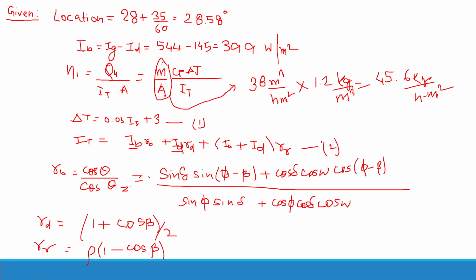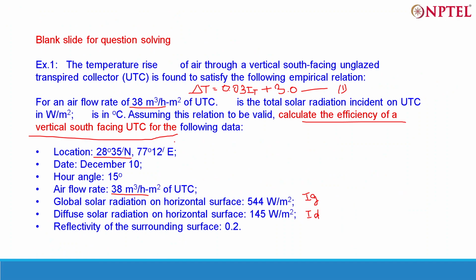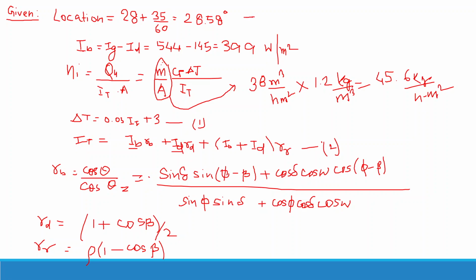So now we know everything. First thing is that we need to calculate the delta. Beta is 90 degree for perpendicular sun rays. But this omega is also given, our angle. Beta is 90, omega is this, and phi is also given, phi is this 28.58. Omega we know, 15. Beta we also know, 90. The only thing we don't know is delta. So how is delta calculated?